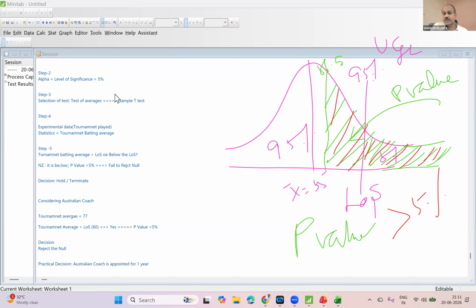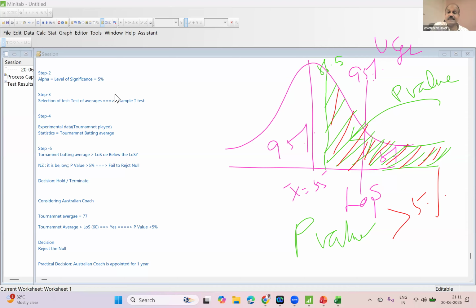See, what is our requirement with sampling? We want to take the minimum number of samples and still get a lower p-value. Yes or no? Yes, sir. If you are getting a lower p-value, whatever be the number of samples you have taken, that is okay. But if you get a higher p-value, whatever be the number of samples you have taken, that is not okay. Please understand.